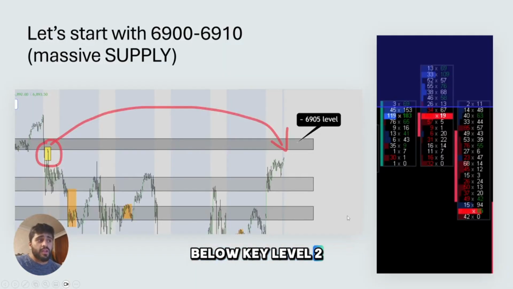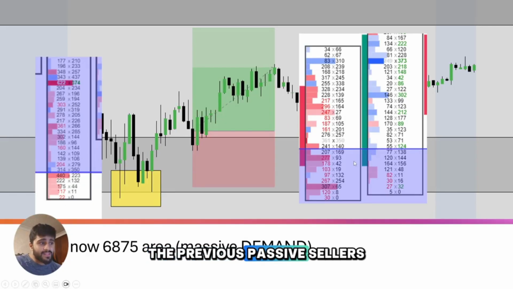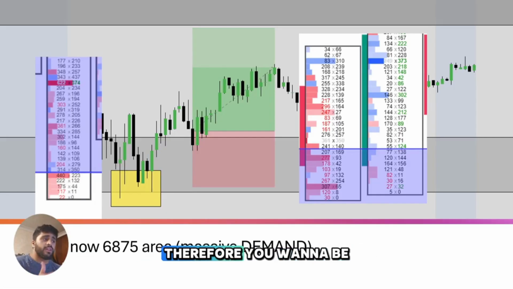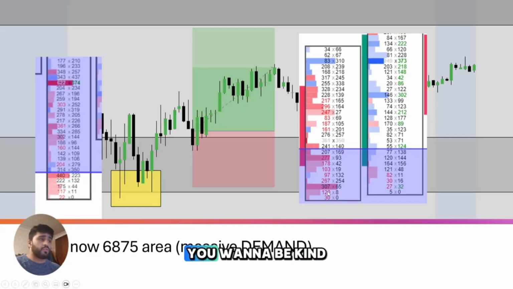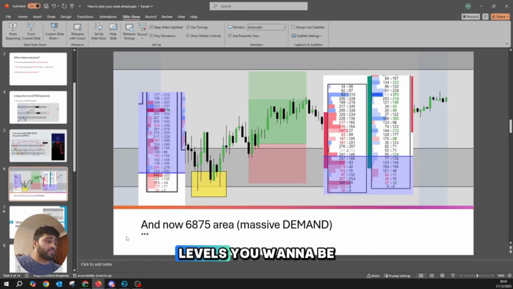However, if we break below key level 2, then we know that the previous passive sellers sitting over here are not being rewarded. Therefore, you want to be going short around the 68.75 area, right? So these are the levels you want to be paying attention to.